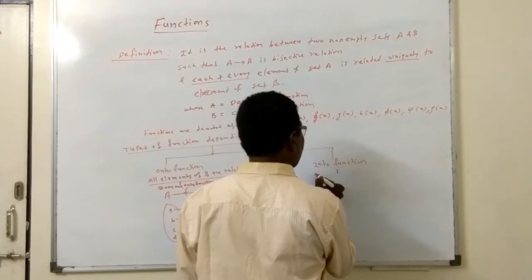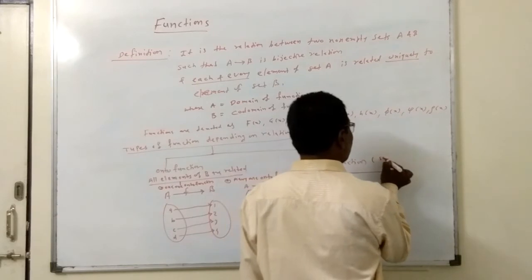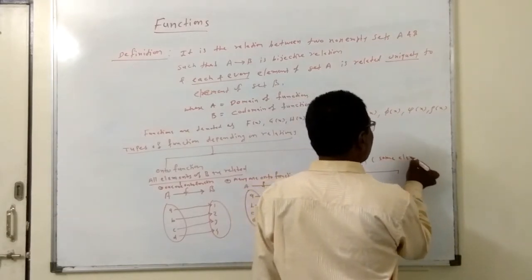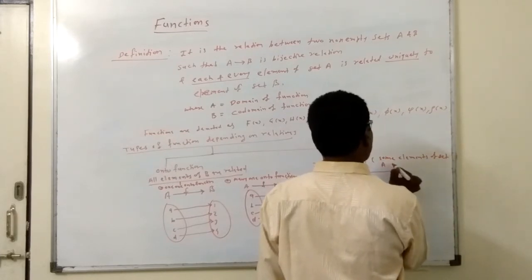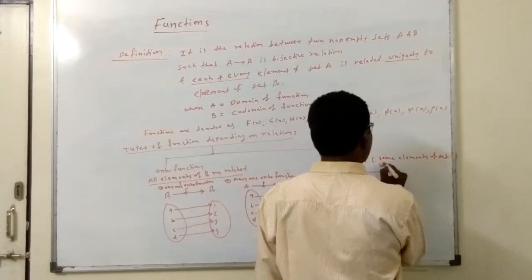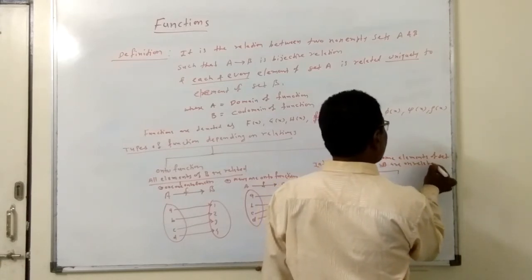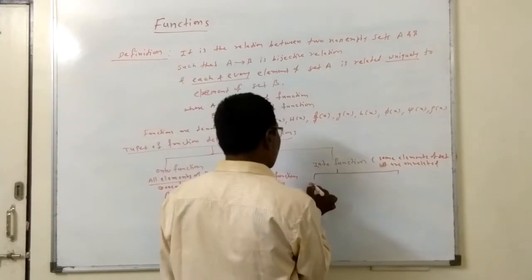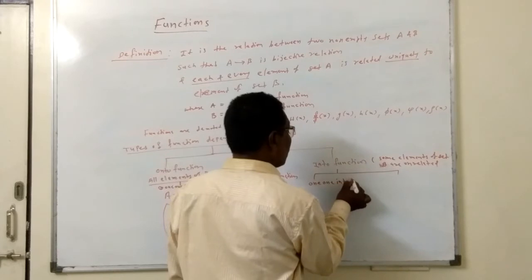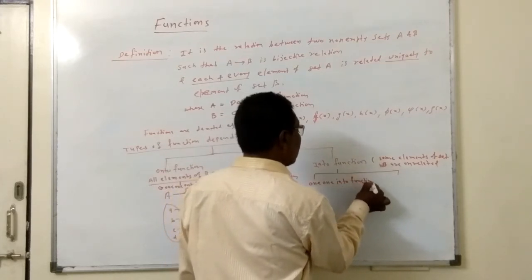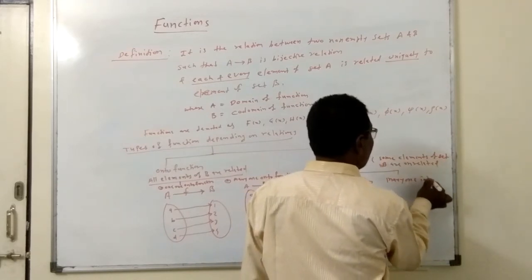Similarly, in into function, there are two types we are getting. So here, some elements of set B are unrelated. Here also two types we will get: one-one into function and the other type is many-one into function.